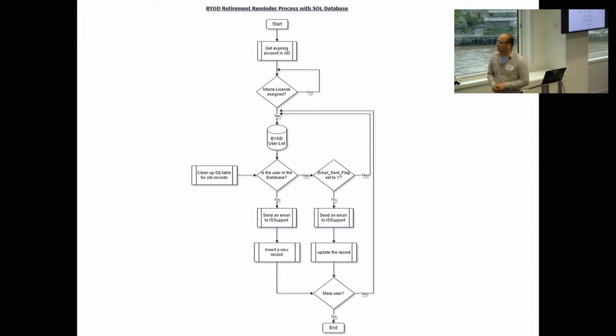The other bit is a sanity check. If something is in the database already, but the reminder email has not been sent to the operations team, then do that again and update the record, and basically go through the whole loop for every single user on the list, the new ones plus the ones inside the database. That's how I implemented it. So let's look at VS Code now. How do I implement it in PowerShell?